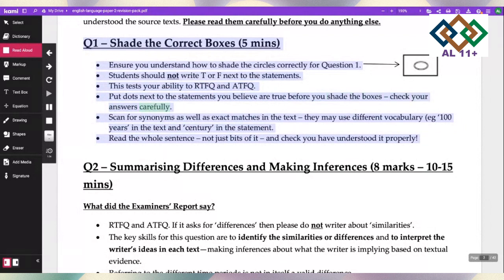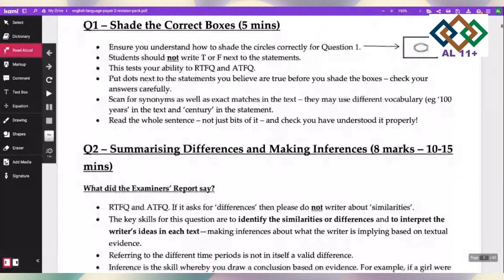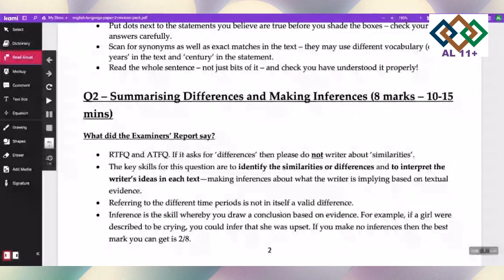Check your answers carefully. Scan for synonyms as well as exact matches in the text. They may use different vocabulary, for example, 100 years in the text and century in the statement. Read the whole sentence, not just bits of it, and check you have understood it properly. So this is basically what you have to do in number 1. You should not spend more than 5 minutes on question number 1. Now let's talk about what you can expect in question number 2.